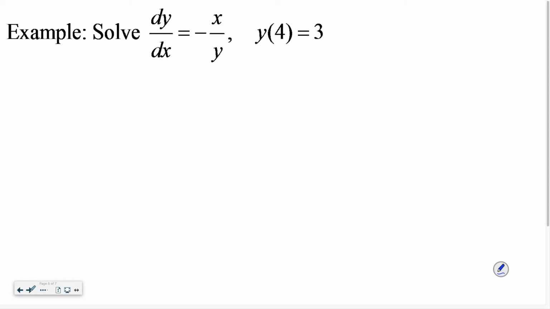What I'd like you to do for me at your table is go ahead and together separate the variables and just do the integration. Don't do any of the algebra yet. Do the first 2 steps. Separate the variables, take the integral on both sides. So basically, we're just going to do a little cross multiplication.